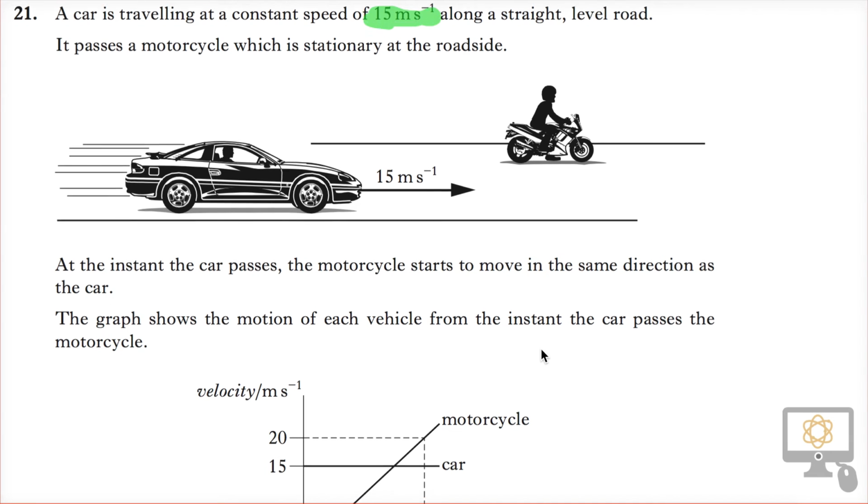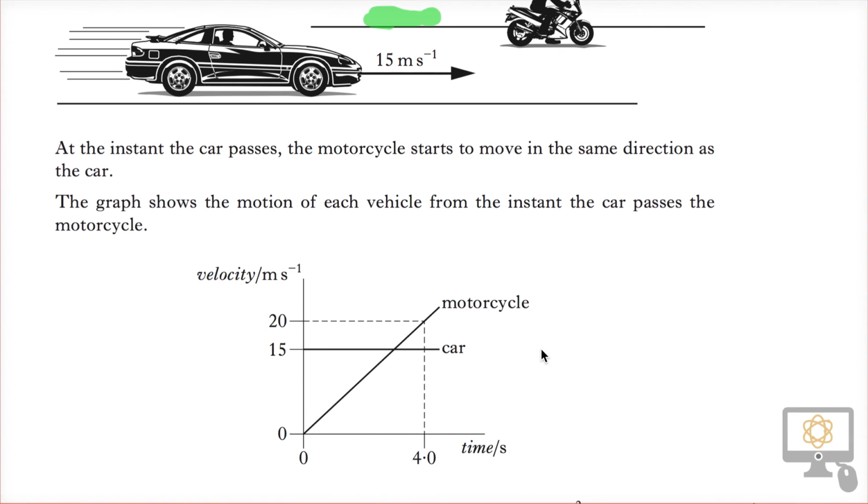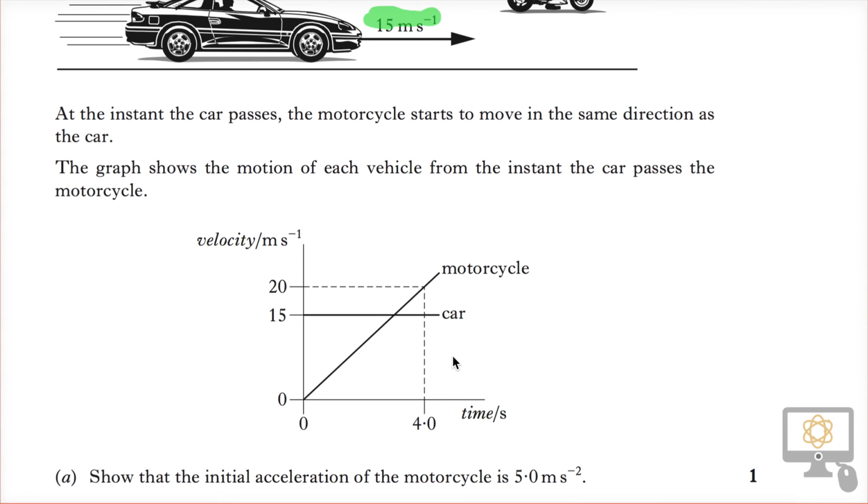So let's just have a look at the graph. So there it is, showing the motorcycle speed up as the car is traveling along at 15 meters per second. So first question, which is here: show that the initial acceleration of the motorcycle is 5.0 meters per second squared.